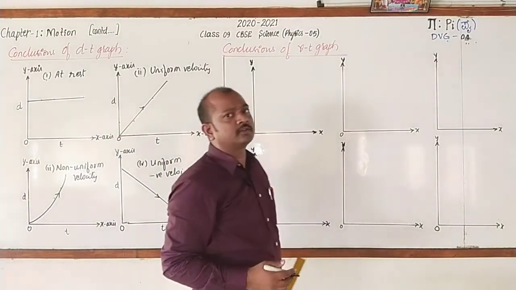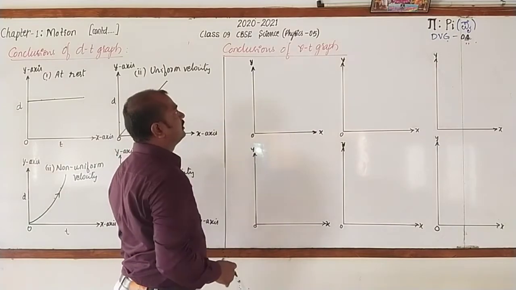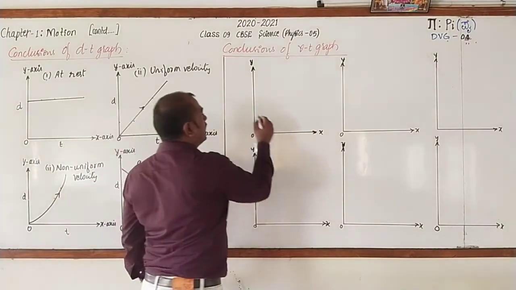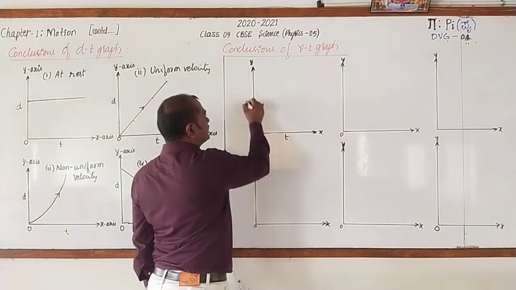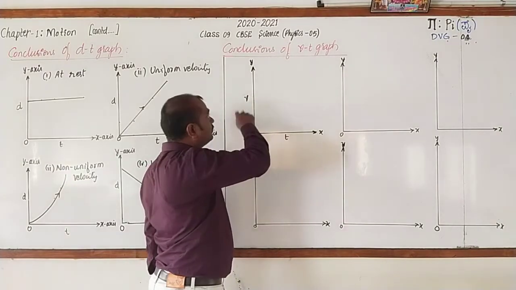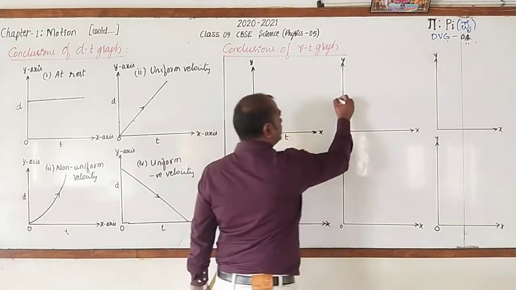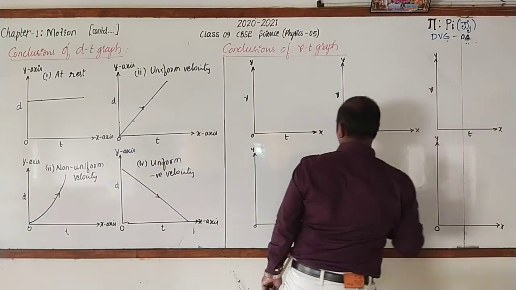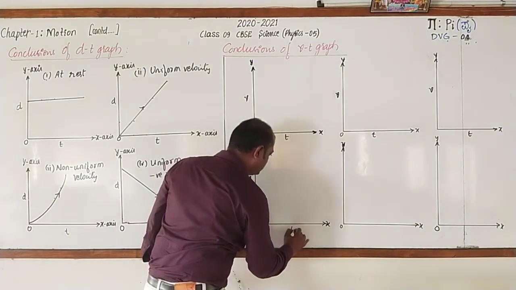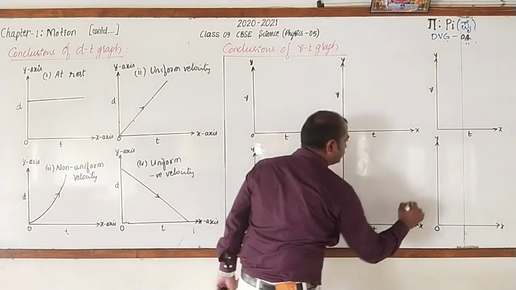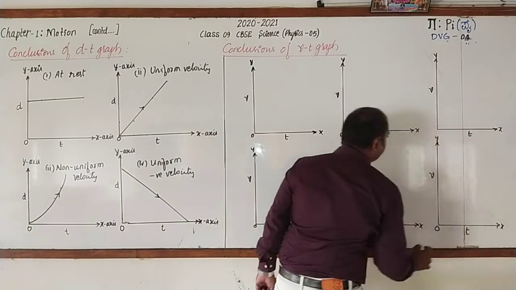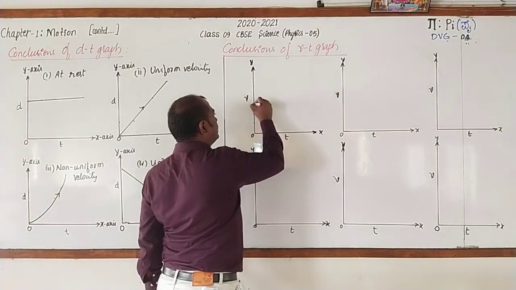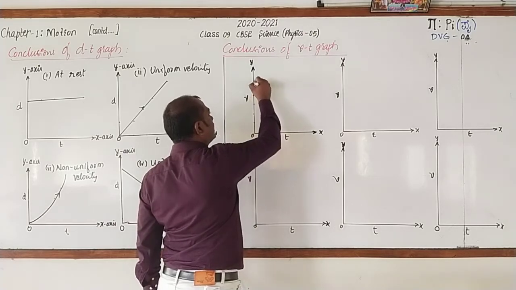The same thing can also be applied here as well. That is the conclusions of VT graph. I take the time along x-axis and velocity along y-axis. Here this is VT graph, this is VT graph, and here also VT graph. Total 6 are there. Now just look here. For the sake of understanding only, I am marking some of the points.